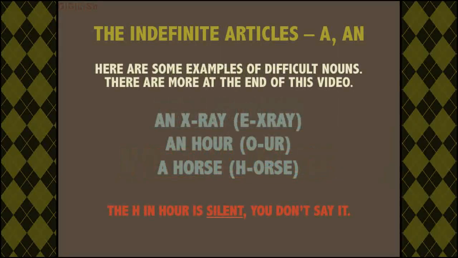For example, X is a consonant, but you pronounce it EX. So when you say X-ray, you say an X-ray and not a X-ray. This is very important. Sometimes a letter can be both a vowel or a consonant sound, like horse and hour. The H is silent in hour, so the first sound is actually O, hour. So it's an hour. In horse, however, you can actually hear the consonant h, horse. So, obviously, you're going to go with a horse.